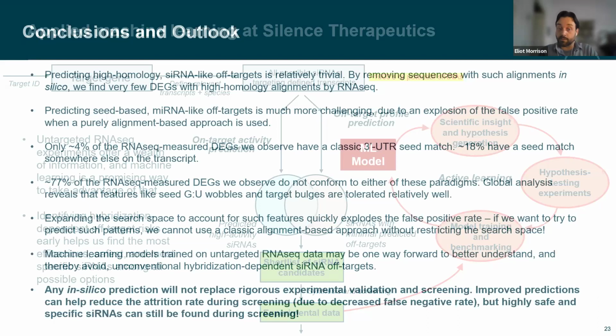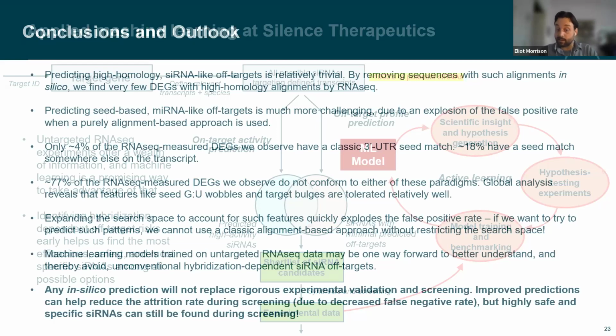For example, GU wobbles and target bulges, even within the seed, seem to be tolerated. But as I hope I was able to illustrate, it's not as simple as just introducing these sorts of features into your alignment search, for this reason: your false positive rate very quickly explodes. So you really need a way to either restrict your search space or differentiate false positives from true positives. And I think machine learning has a lot of potential for possibly solving this problem, provided you can generate the appropriate data set.